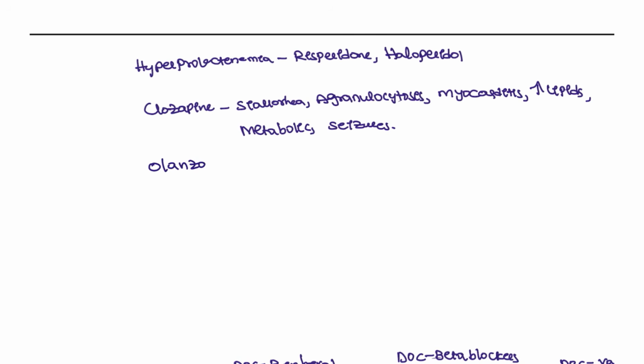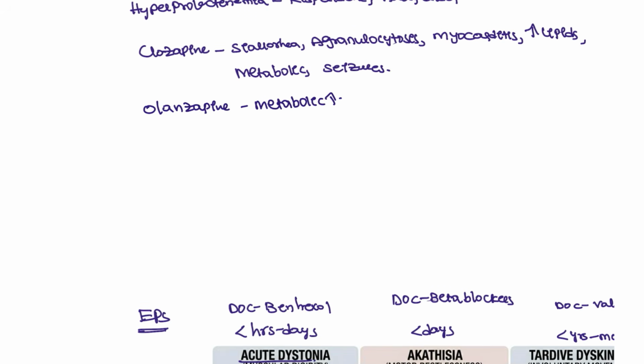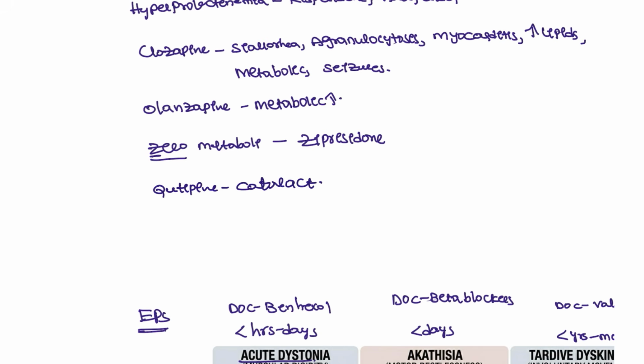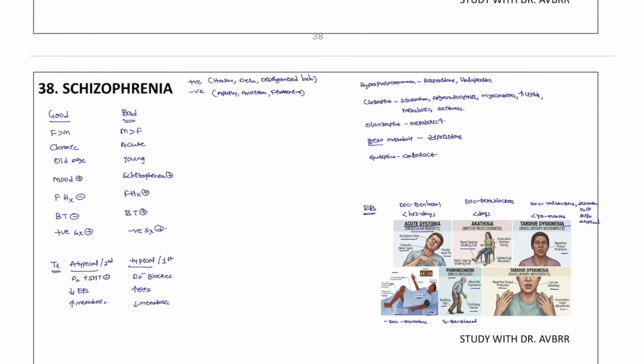Olanzapine, this is second generation, right? Olanzapine has highly metabolic features. Compared to clozapine, it is even more with olanzapine. And there is zero metabolic effect, which will be seen with Z for zero, Z for ziprasidone. This drug has zero metabolic effect. Next, coming to quetiapine. Quetiapine is going to cause cataract. These are some of the side effects that you have to remember.